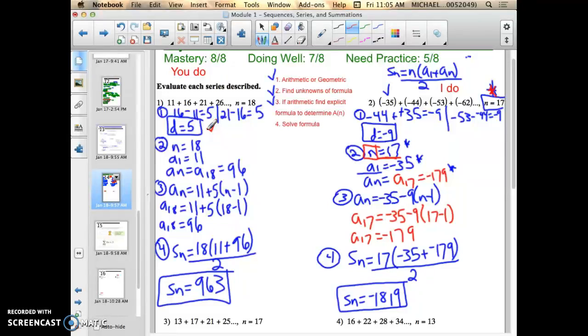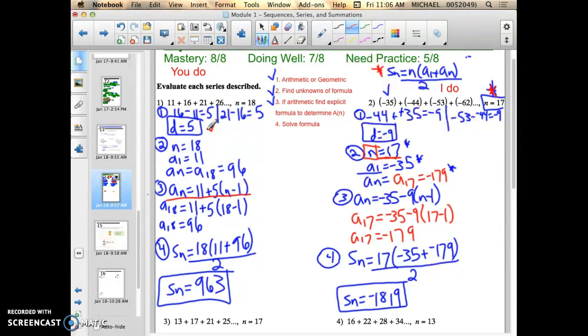And then I identified in step 2 all the unknowns of my formula. Because it's arithmetic, I use this formula from our notes, and I had to identify n, a sub 1, and a sub n. N is given to me, n equals 18 from the problem. A sub 1 is the first number in the series, which is 11. And then a sub n, I need to define based off of my explicit formula, and that's what I did in step 3.